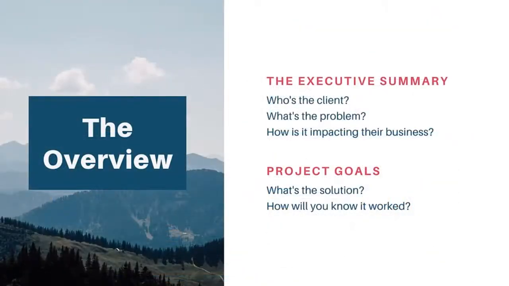Okay, so the first part, let's talk about the overview. Not everybody I know creates these overviews, but I like to give my clients an executive summary, which includes a little bit about the client, their problem, and how it's impacting their business. I also include the project goals, and this includes things like the solution and the metrics for success. I include this on every project proposal, but as I said, not everybody does the long form. And so you can decide whether you want to have an overview in your project proposal. So if you're working alongside this video, you can go ahead and make that decision right now.